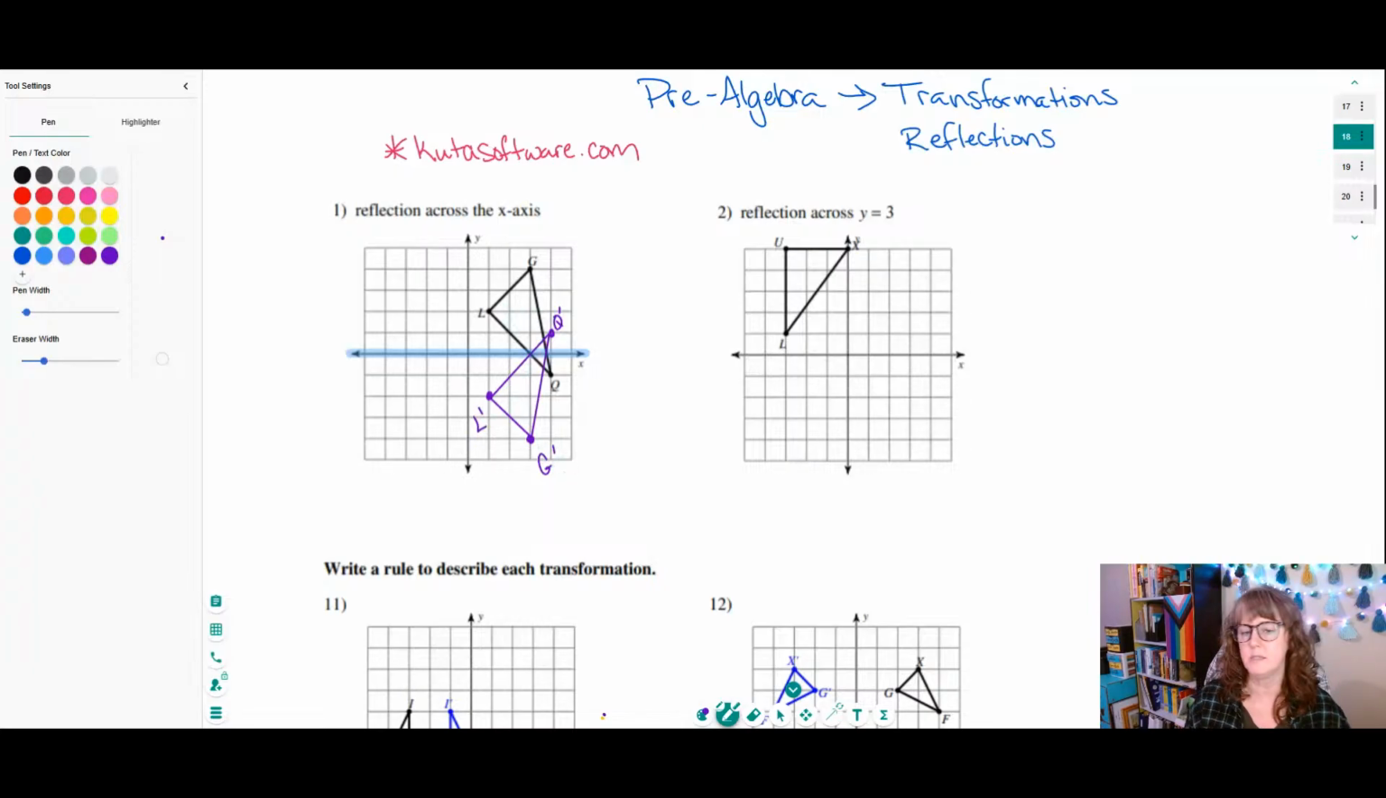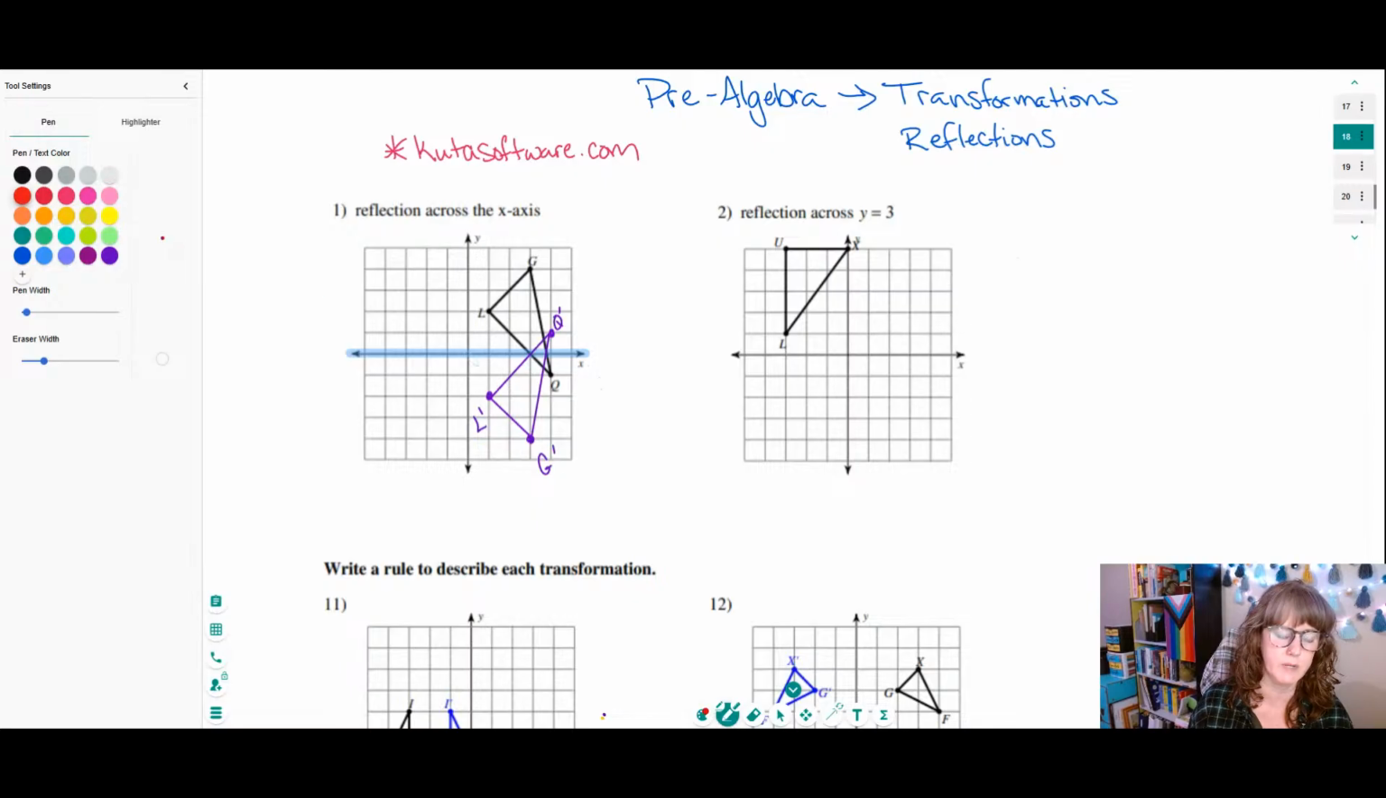All right. And so then let's take a look at our reflection across y equals 3. So these are a little unique. A lot of times you'll just be asked to reflect across the y-axis or the x-axis. But whenever you're given something like this where it says y equals, that is just a line that we can graph. So let's graph that line first.